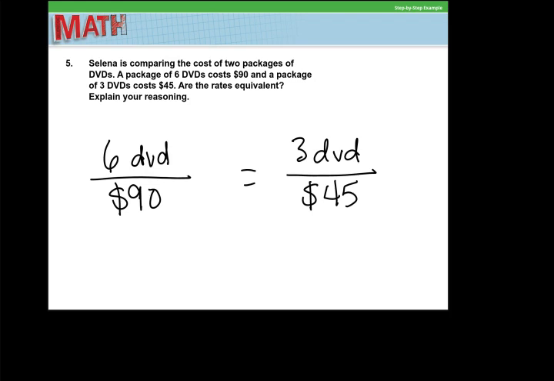Again, you need to have the same number being divided or multiplied by both of them. So you could say, 90 divided by what is 45? 90 divided by 2 is 45. Can I do the same thing on top? If I do 6 divided by 2, I will get 3. So this is equivalent because both of them can be divided by the same number. The ratios are equivalent.